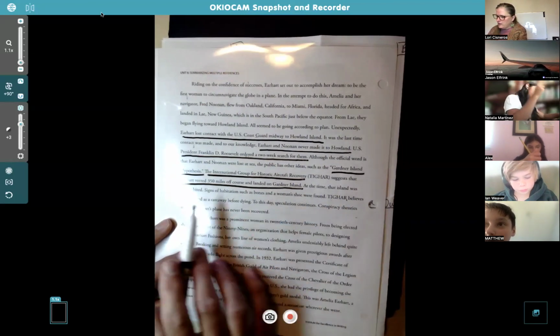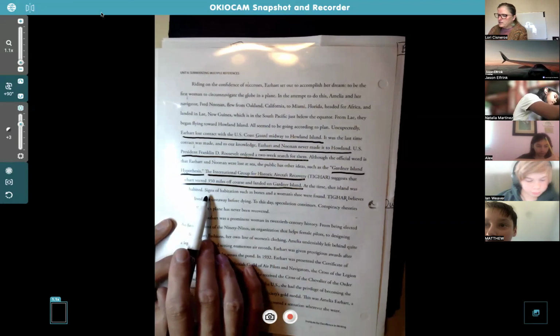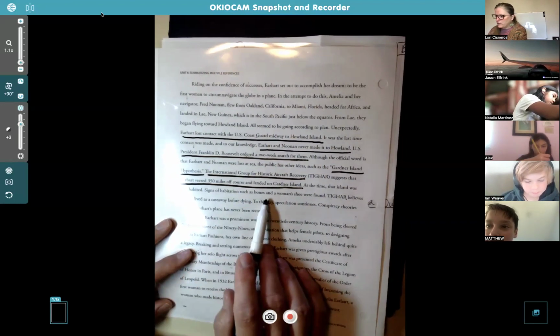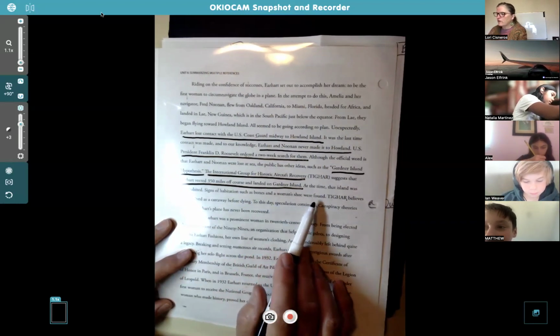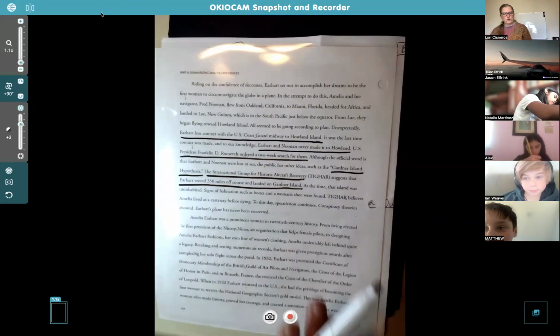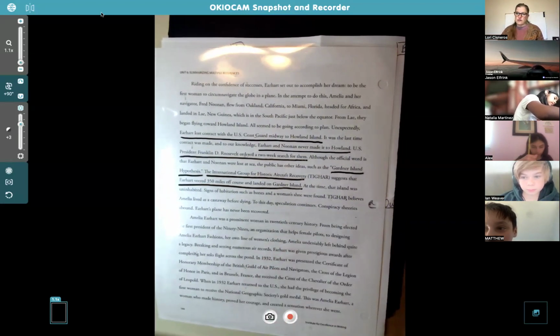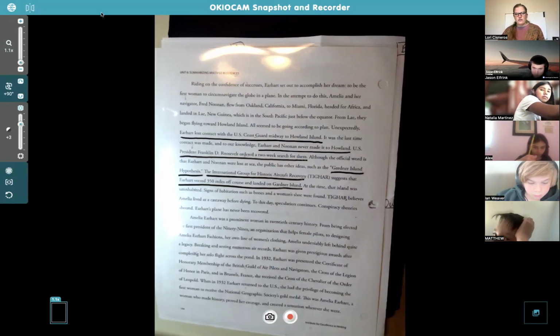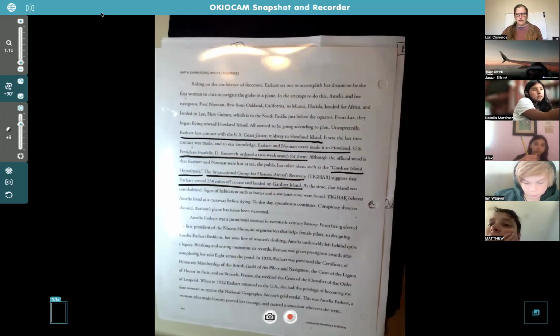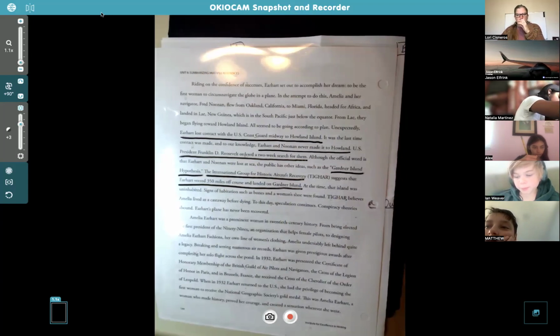At the time, that island was uninhabited. Signs of habitation, such as bones and a woman's shoe, were found. So, see, that's proof someone was there, a woman and a shoe, right? They actually found those things there. So, we don't know if it's her body. This was back in the 30s, and they didn't have the same technology we have now, because now you can kind of check the DNA in the bones and find out if it was her.